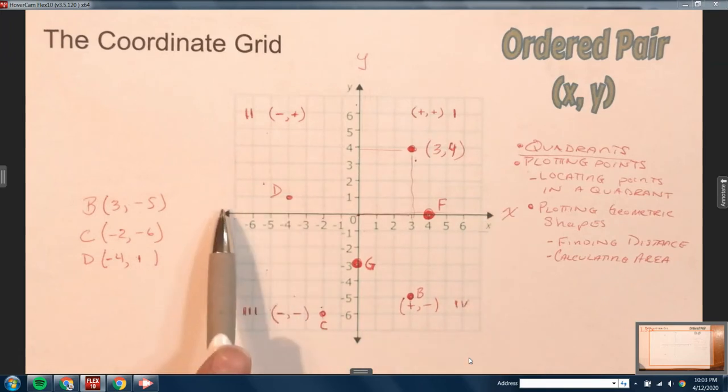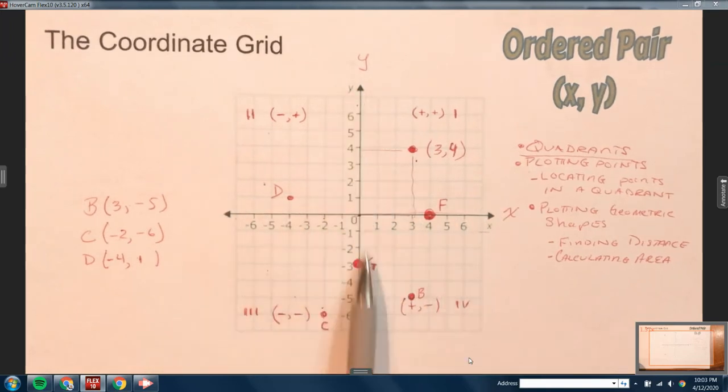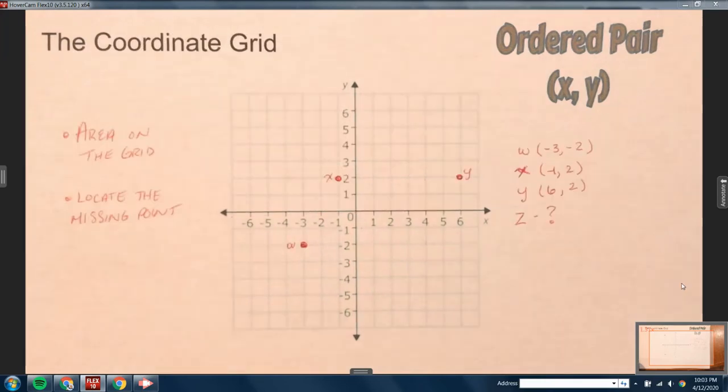So F is located on the x-axis, and G, we would say, is located on the y-axis. So now, let's talk about what else can we do on the coordinate grid.